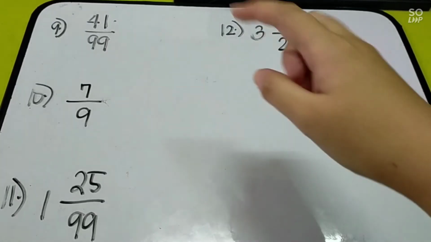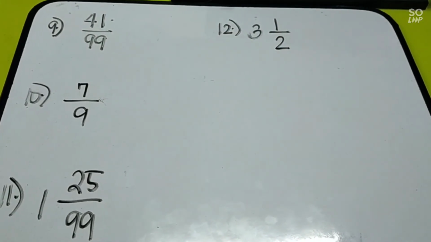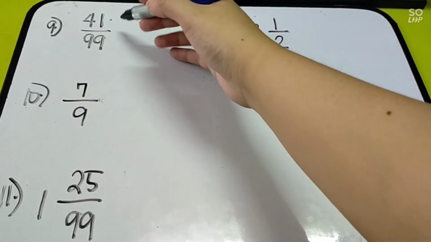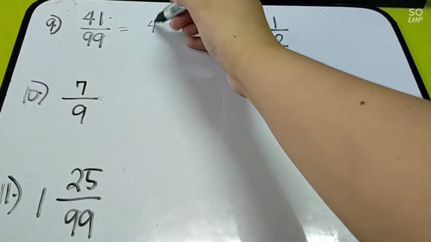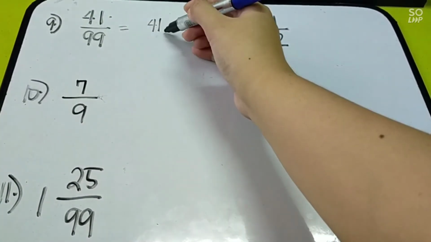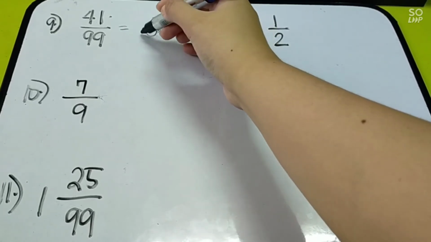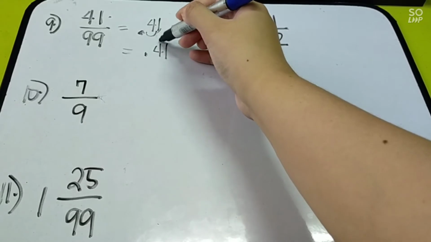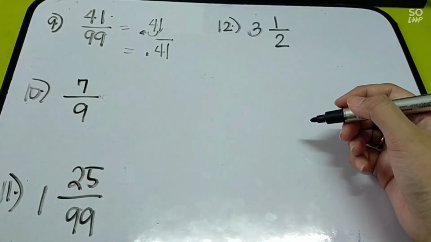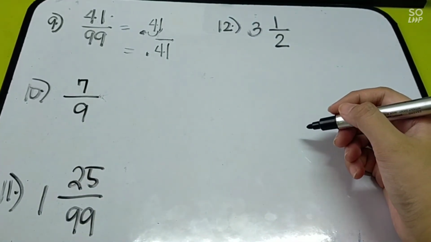Number 9. So, number 9, over 99 siya. So, since over 99, repeating ibig sabihin. So, ganito lang siya. So, we have here 41, then dalawang 9, so move mo lang 1, 2. Yan. So, it is equal to 0.41, then a bar line sa taas. Ganun lang kasimple. That is for number 9.